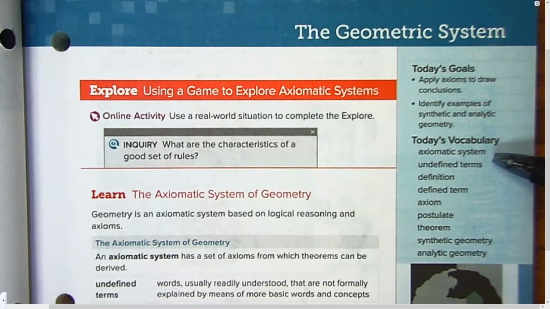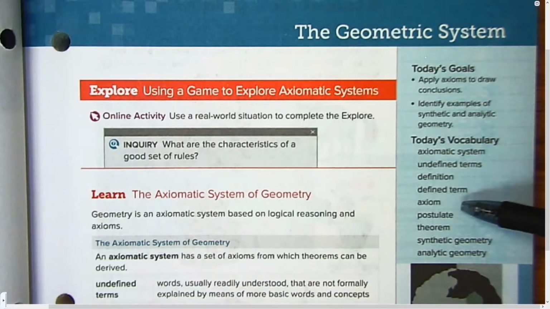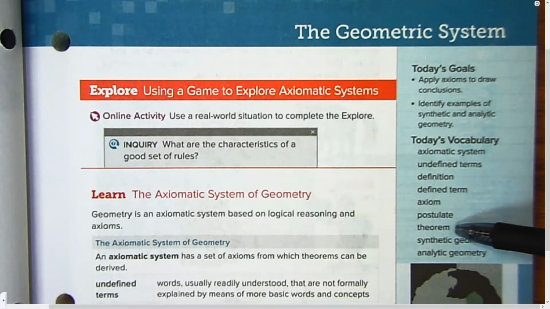Axiomatic system. Undefined terms. Definition. Defined term. Axiom. Postulate. Theorem. Synthetic geometry. Analytic geometry.